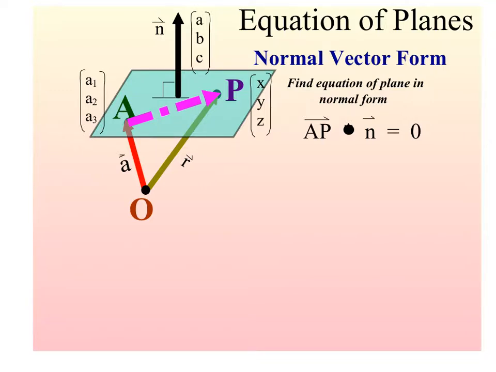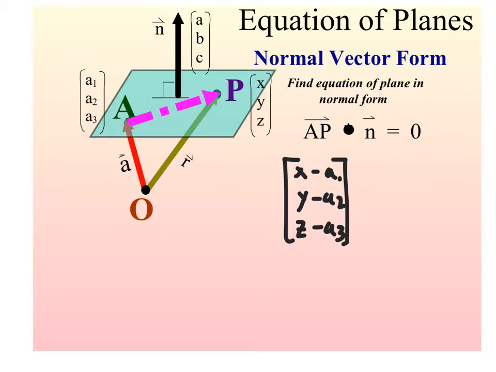So AP is a known point and an unknown point. The unknown point is P, so x, y, z. The known point is a1, a2, a3. So when we do this, we're going to be taking that vector and we're going to be taking the dot product of that with n. And we want n, which we'll just call a, b, c for the sake of this, to equal 0.